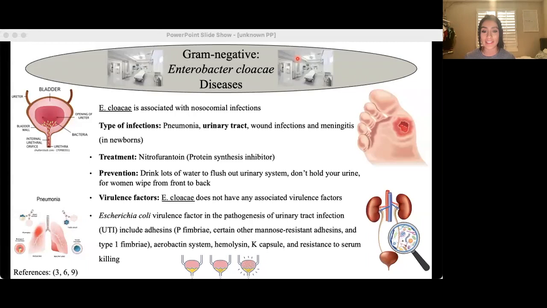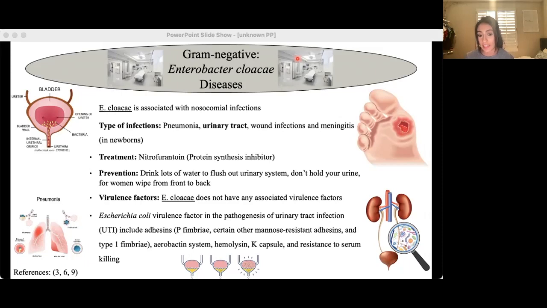Enterobacter cloacae is associated with nosocomial infections, which is an infection or toxin that exists in a certain location, such as in this case, a hospital. The types of infections it causes are pneumonia, urinary tract, wound infections, and meningitis. I'm going to focus on urinary tract infections. Treatment for this is nitrofurantoin. It's a synthetic drug used to treat bladder infections because it concentrates in the urine and the kidneys remove it from the blood.